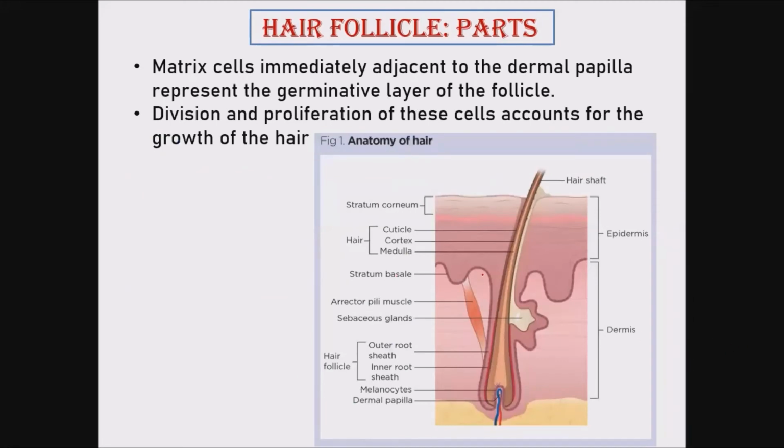Now, if you see the hair follicle, the part which is surrounding the root is called the matrix. The matrix is immediately adjacent to the dermal papilla and represents the germinative layer of the follicle. So the part just adjacent to the papilla will give rise to the other cells of this follicle. These are matrix cells. The proliferation and division of these cells accounts for the growth of the hair. So just outside the papilla, the cell layers will be the matrix.